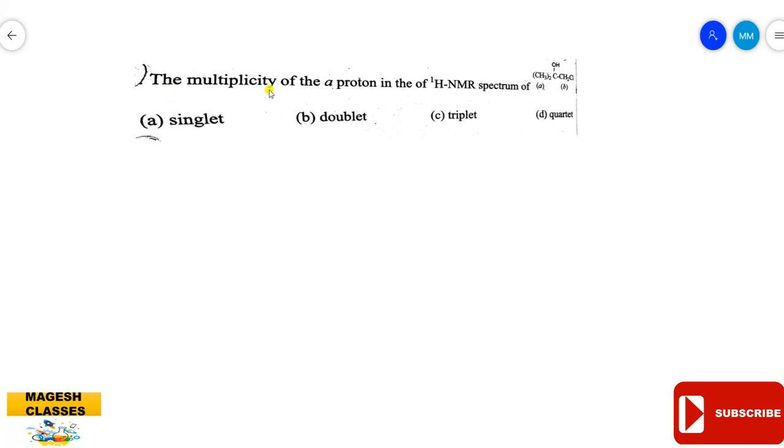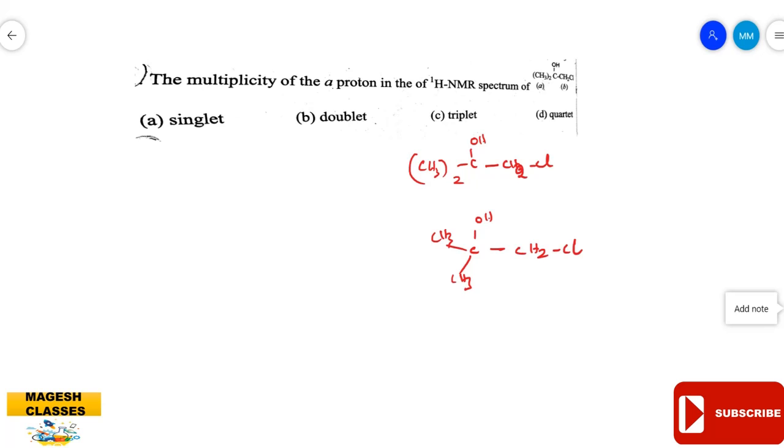The next one: the multiplicity of a proton in the 1H NMR spectrum of this compound. The given compound is (CH3)2COH CH2Cl. By expanding you get CH3, CH3, C, OH, CH2Cl. The question is the multiplicity of the proton in the 1H NMR.